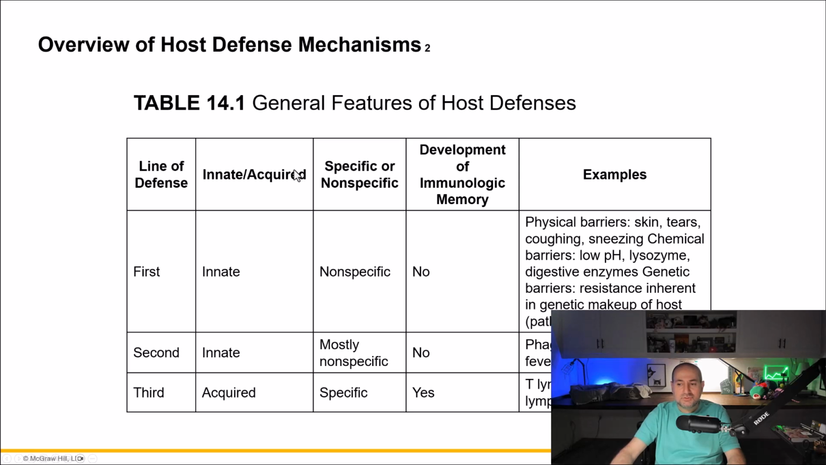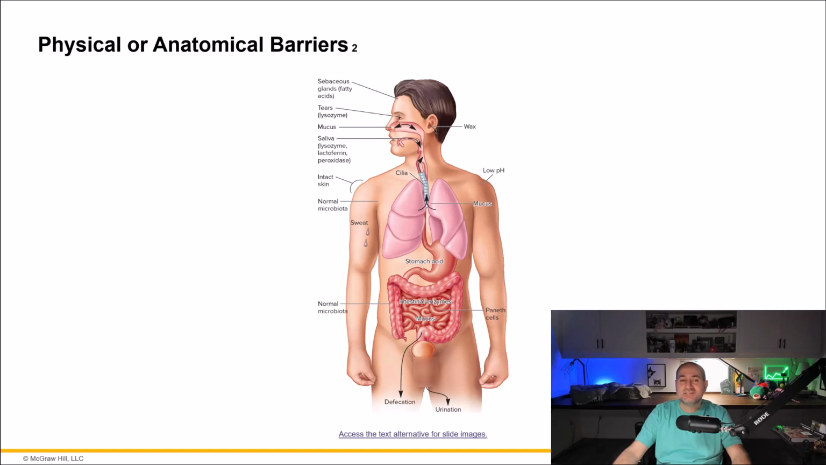And then, yes, you should know the 3 lines of defense. For instance, you should know that the first line of defense is part of the innate immune system. The examples are right here in this box on the right. You should know about the second line of defense. It's part of the innate immune system, and it includes these examples on the right. And the same thing with the third line of defense. You should know it's part of the acquired or specific immune system, and that it includes the B and the T lymphocytes. And then do you remember the first line of defense, how it includes all the different structures here listed?